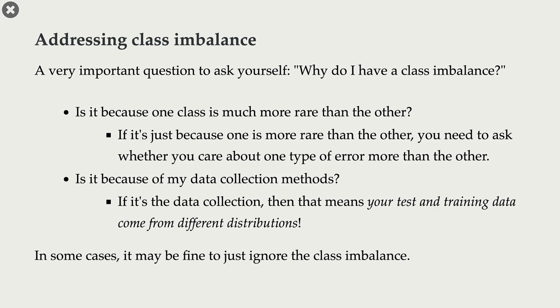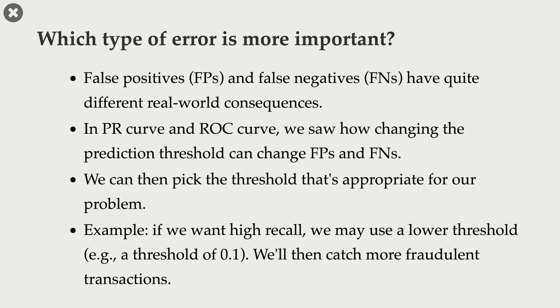Here I gave you 2 examples where it's important to address class imbalance. But sometimes you have class imbalance and it's okay to ignore it. Just that before making this decision, think about all these different aspects carefully. False positives and false negatives can have different real-world consequences. In precision recall curve and ROC curve, we saw that we can change these prediction thresholds and we can change the number of false positives and false negatives. Then we can pick a threshold that's appropriate for our problem.